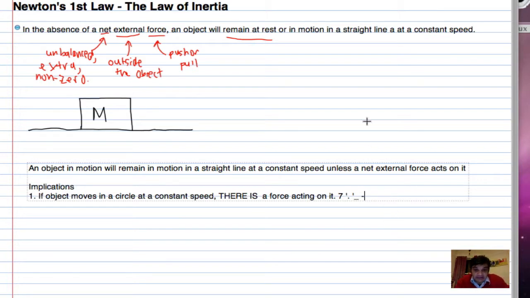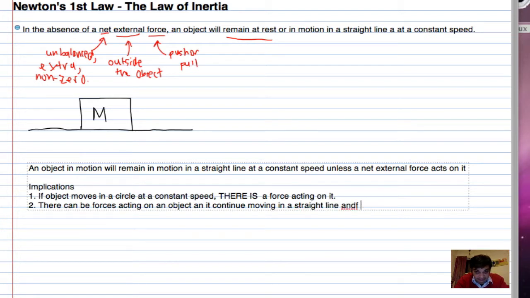Another implication is that, let's see, there's a little bit of weird typing here. Let me just get back in here. So there's a net force acting on it. Another one is, there can be forces acting on an object and it continues moving in a straight line at a constant speed. This means the forces are canceling. Okay, so that's one idea.